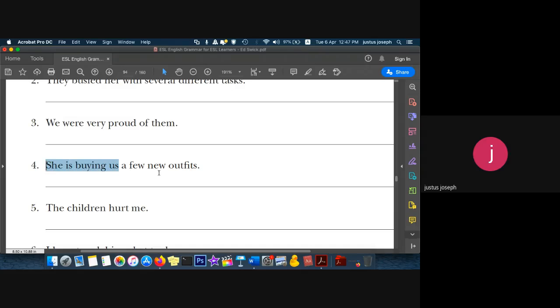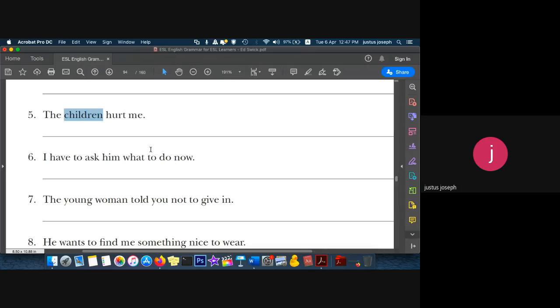She is buying us a few new outfits. Herself. She is buying herself. Yes. The children hurt themselves. Children, plural: themselves. Okay, I have to ask him what to do now. I have to ask myself.